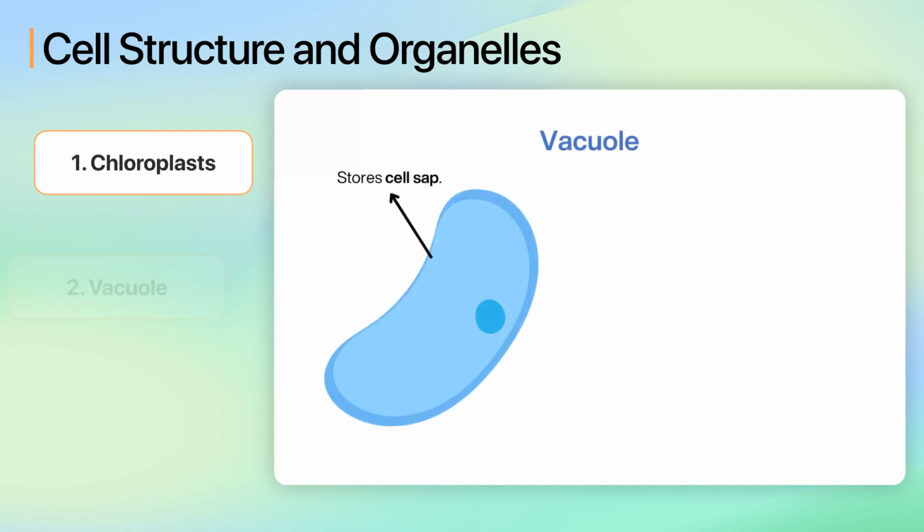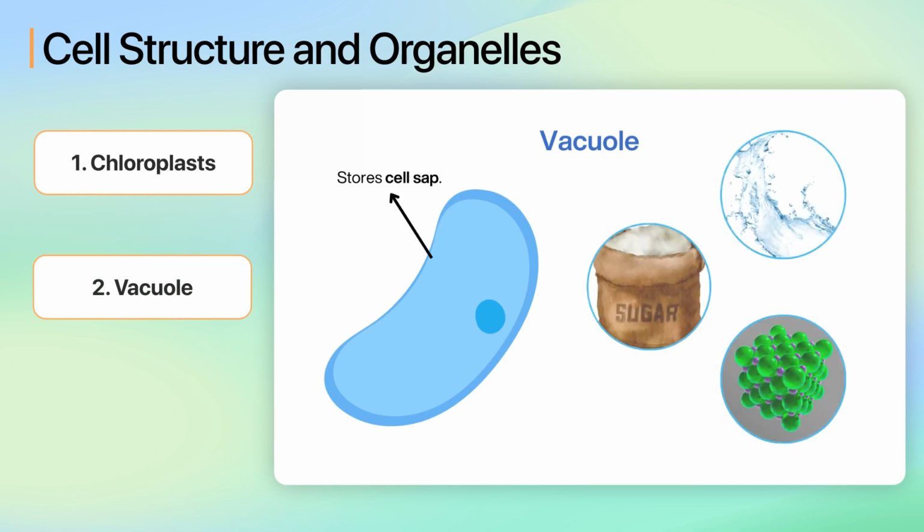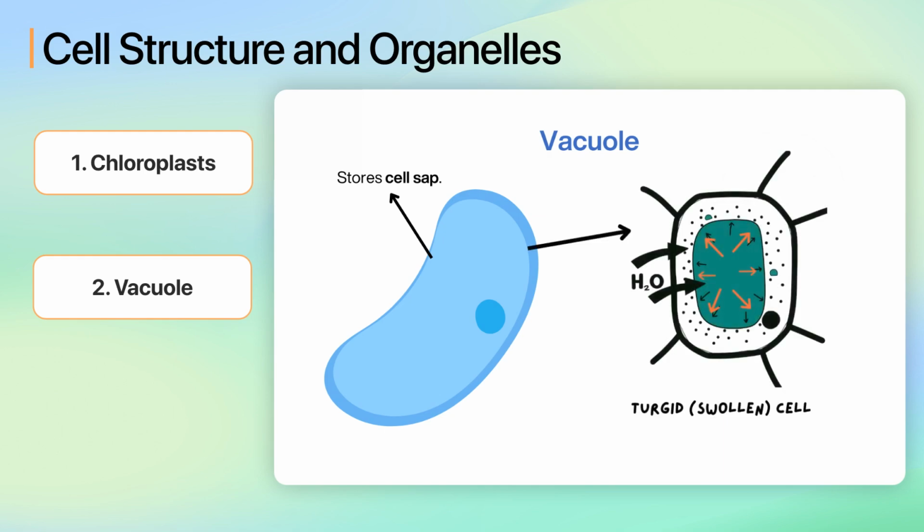The permanent vacuole is another distinguishing feature of plant cells. It stores cell sap, which is a mixture of water, sugars, ions, and other substances. The vacuole helps maintain turgor pressure, which keeps the cell firm and turgid, or swollen. This is crucial for maintaining the plant's structure and keeping it upright. A turgid cell supports the plant in standing firm and not wilting.